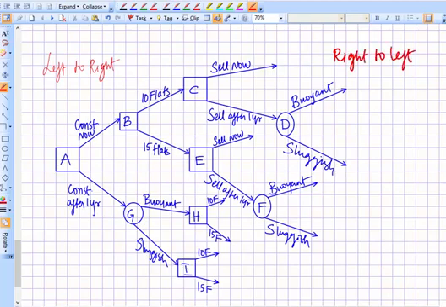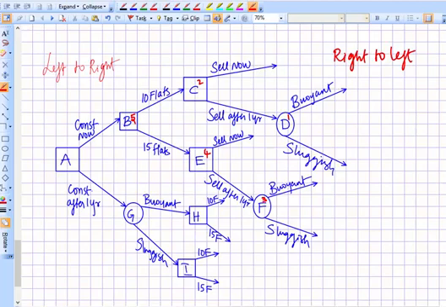So how will we evaluate? Probably we'll start with D. We'll evaluate D first, then we'll evaluate C. Then if we want to evaluate B, we need information on F and E. So we'll evaluate F, then we'll evaluate E. Once all four are available, we'll be able to evaluate B.